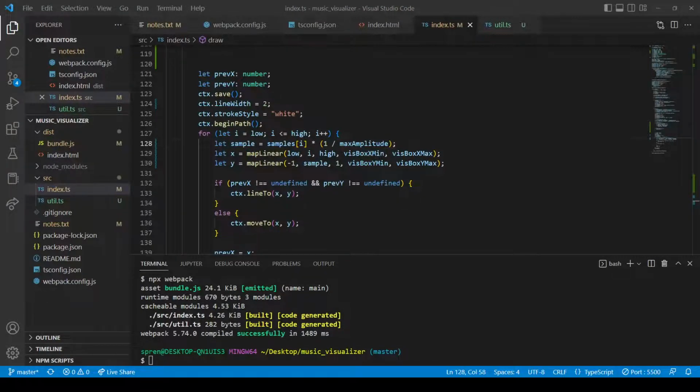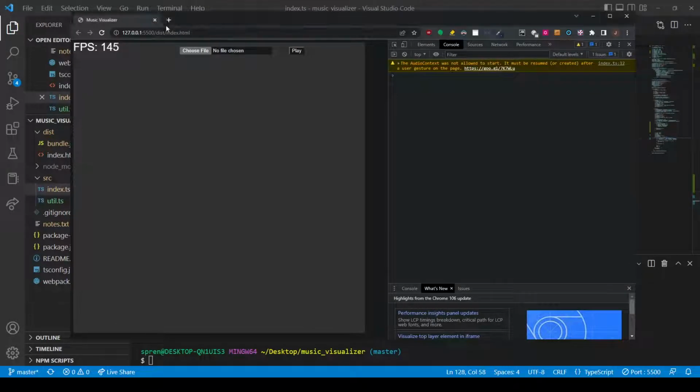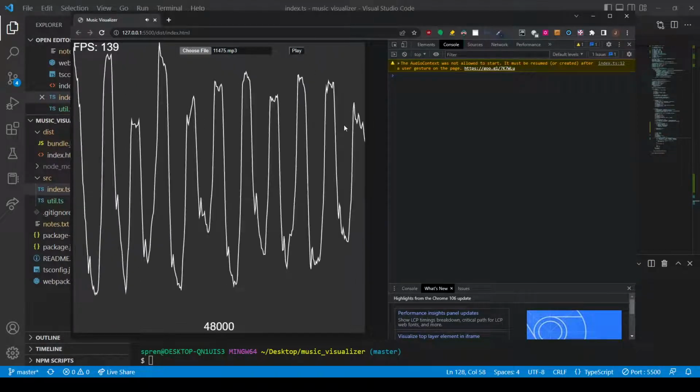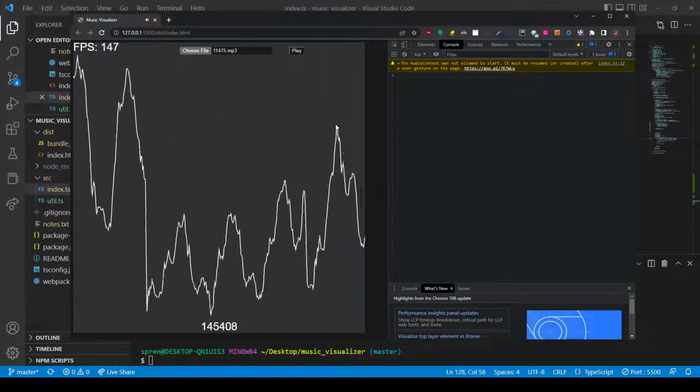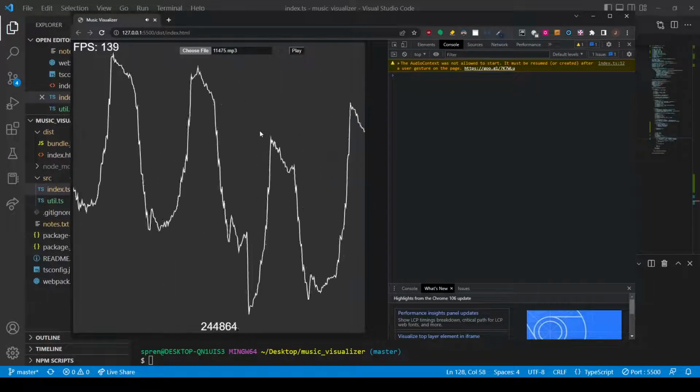Because this is just a test. This is just to see that the code I've written so far works. Yeah! See, it's much bigger. Absurdly so.